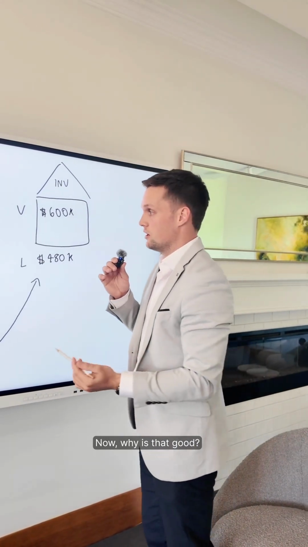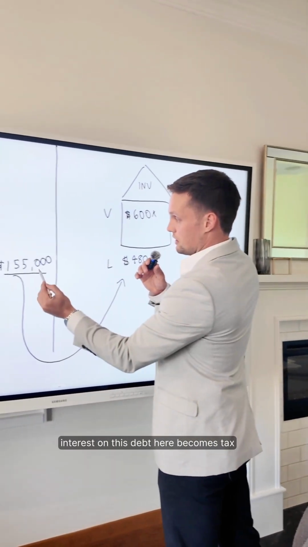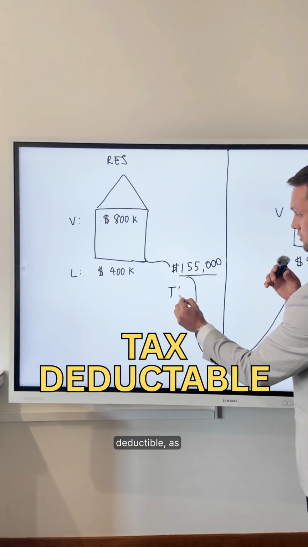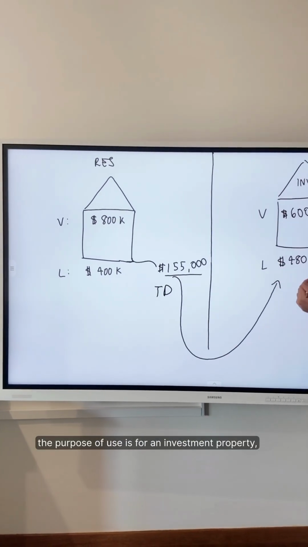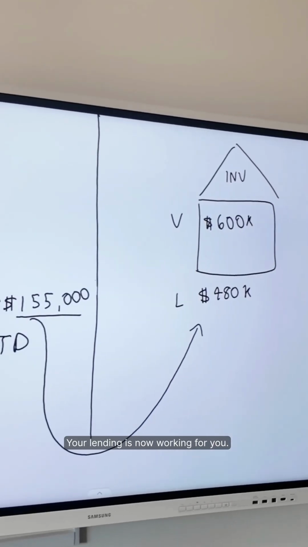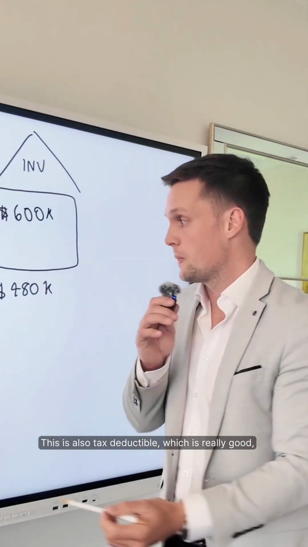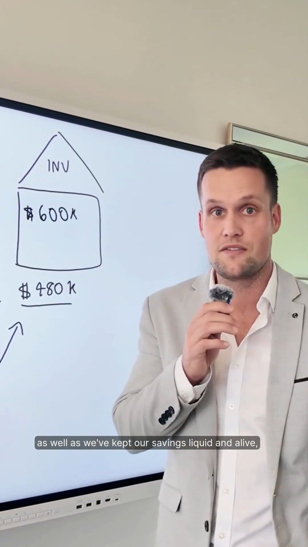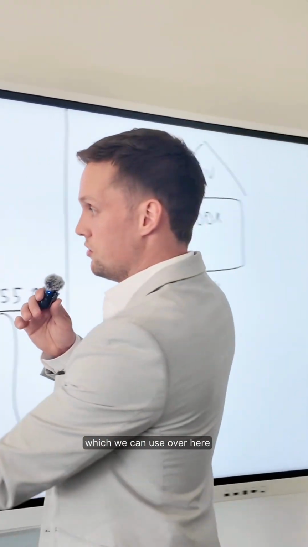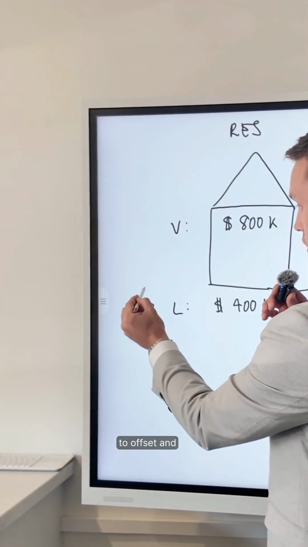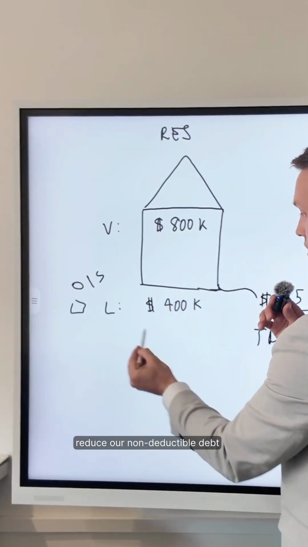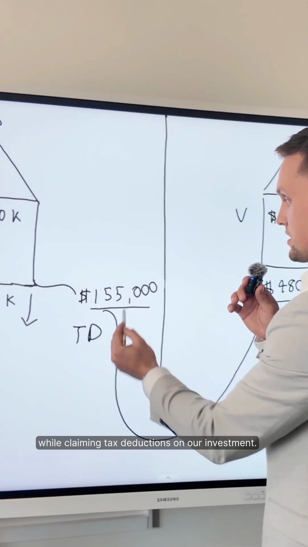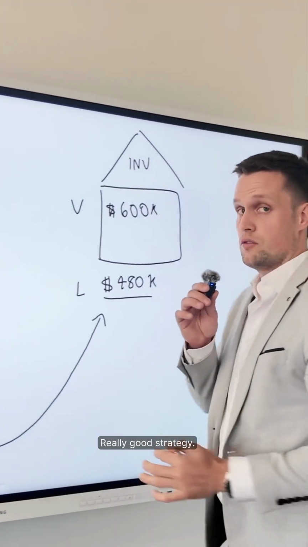Now, why is that good? Once used, the interest on this debt here becomes tax deductible, as the purpose of use is for an investment property, which is really important. Your lending is now working for you. This is also tax deductible, which is really good, as well as we've kept our savings liquid and alive, which we can use over here to offset and reduce our non-deductible debt as quickly as possible, while claiming tax deductions on our investment debt. Really good strategy.